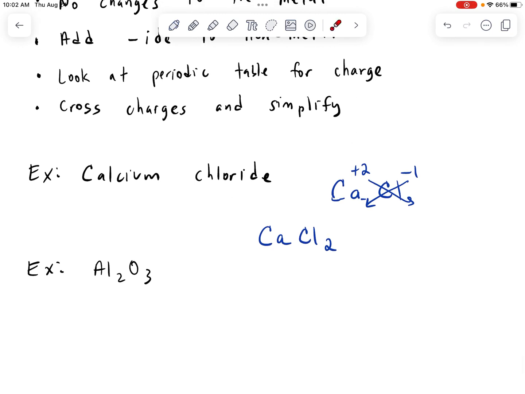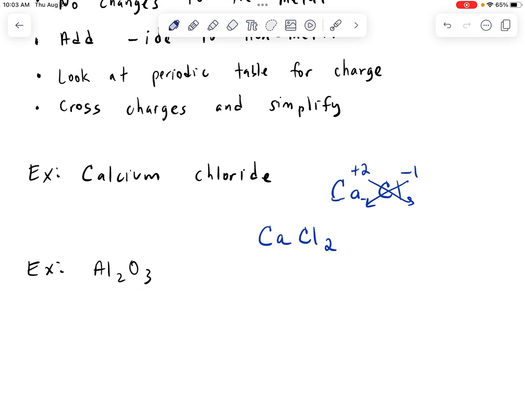Now, what if we had to name it? What if this was the compound that you were given, Al2O3? How would we name this? Well, we would be able to recognize that aluminum is a metal, oxygen is a nonmetal. We have an ionic compound here.